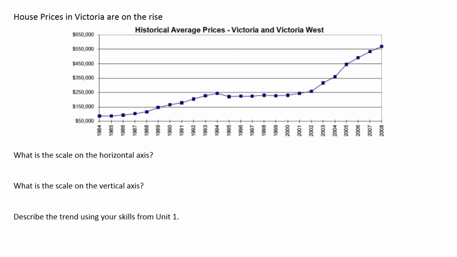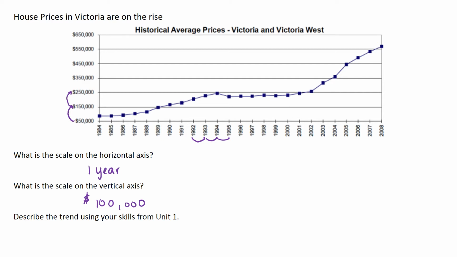Before we analyze it and do lots of calculations, it's important to take a look at what the axes are measured in. So what is the scale on the horizontal axis? If we take a look horizontally, they go up by 1 year. What is the scale on the vertical axis? It goes up from 50 to 150, 150 to 250, so that's a $100,000 scale. Each tick on the scale is worth $100,000.